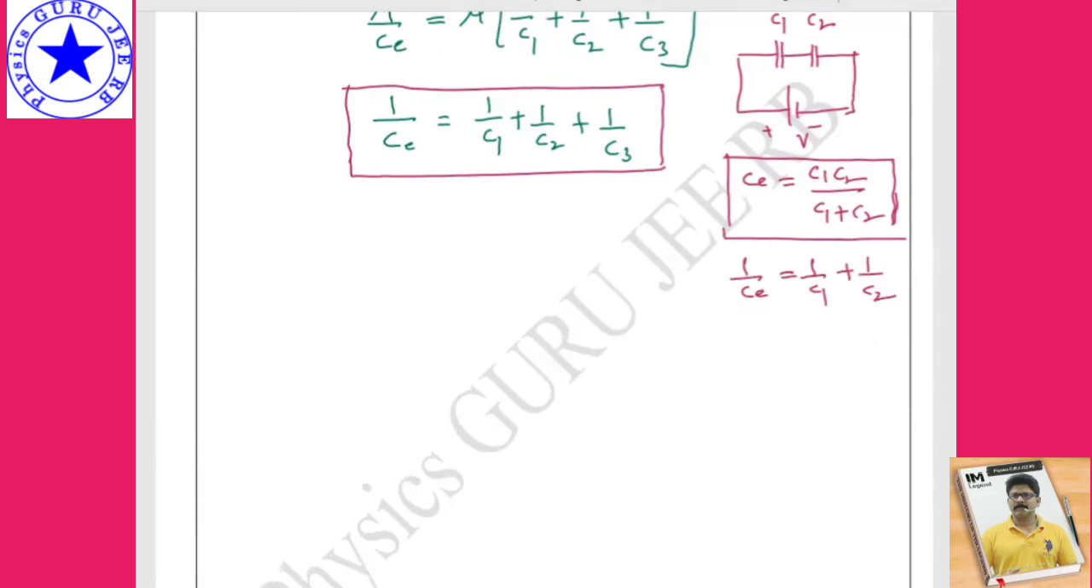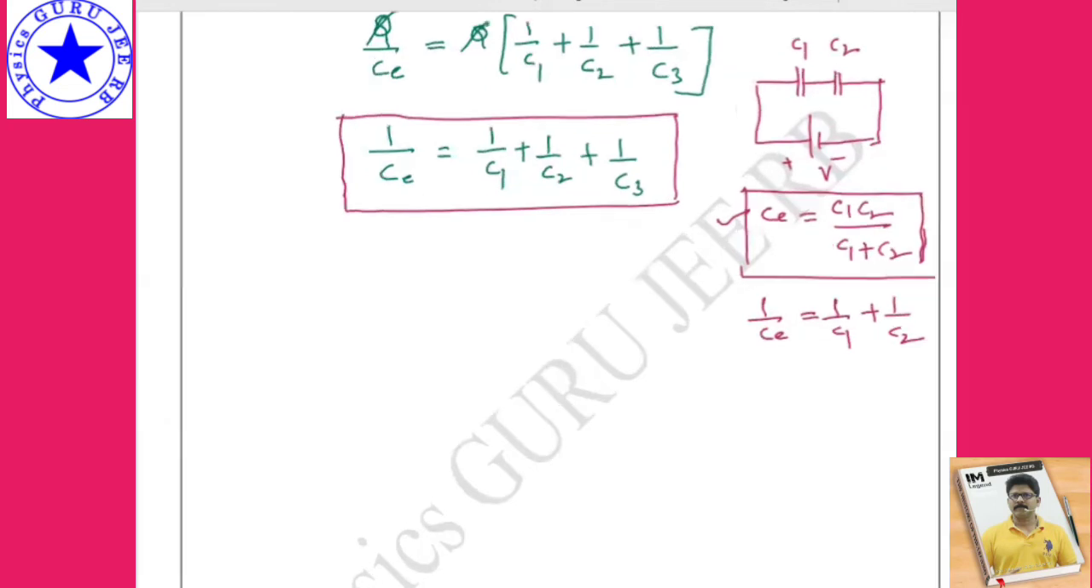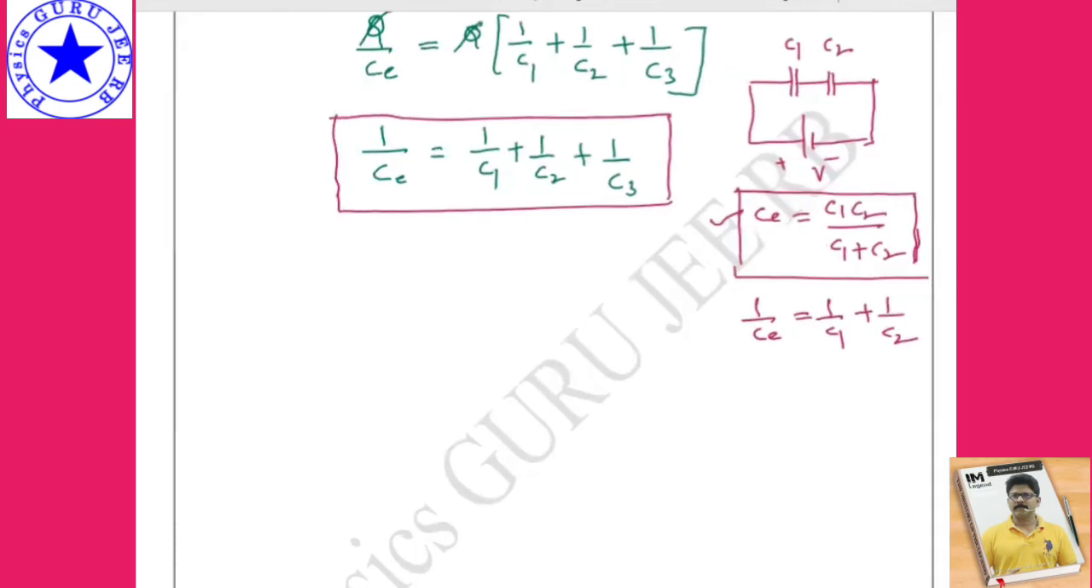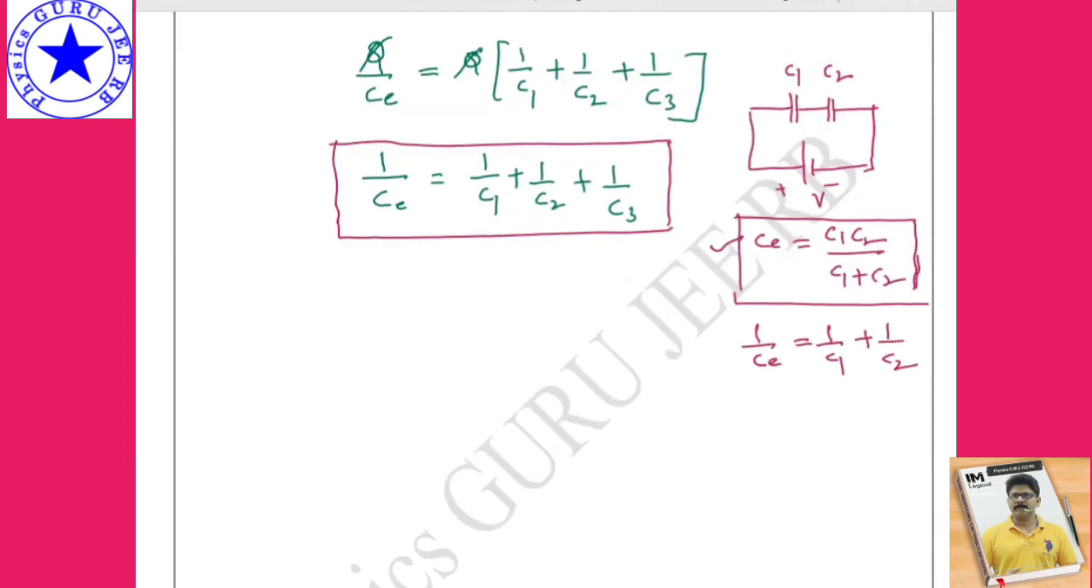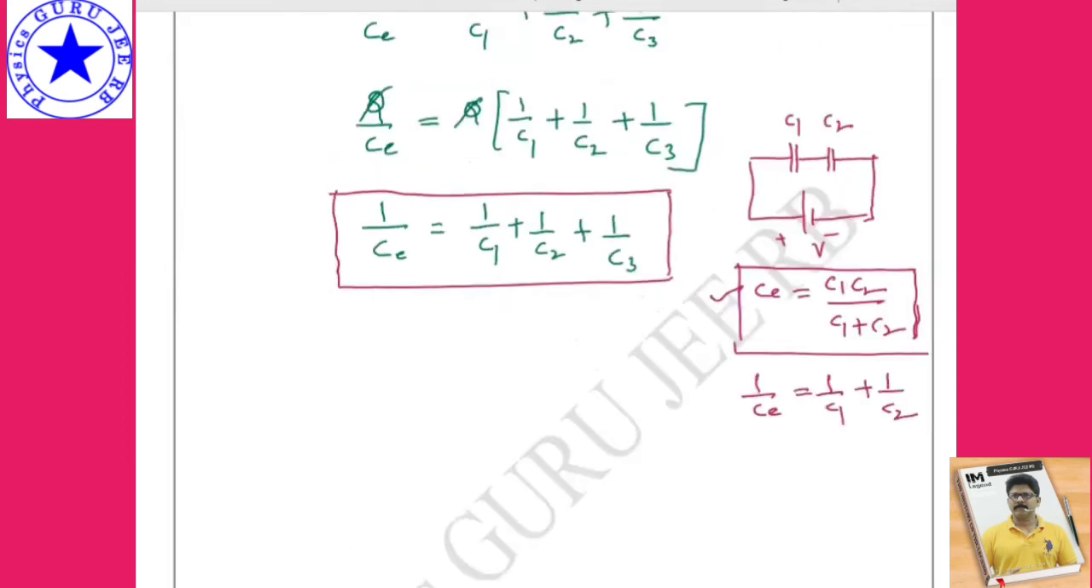Whenever you're doing problems, you use this formula. If you use the other one, some of them will make mistakes. How the students make mistakes, let us see in the problems. Both are correct, but sometimes you calculate 1 by C and tell that as the answer, not 1 by C effective. Again you have to reciprocate whatever 1 by C answer you are getting, right?